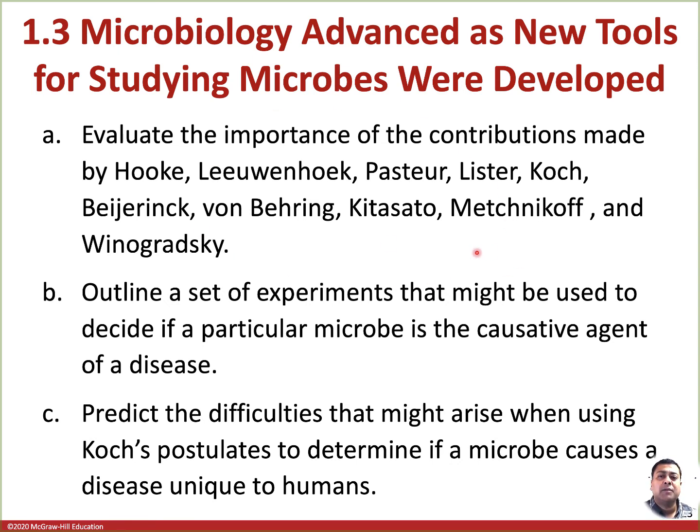We're going to talk about some of these scientists. We're going to talk about an experiment which led to how scientists discovered the causative agent for a disease. And we are going to talk about Koch's postulates, and we're going to see that there are some cases where we cannot determine the cause of a disease, and those were some of the drawbacks, and we're going to discuss that as well.